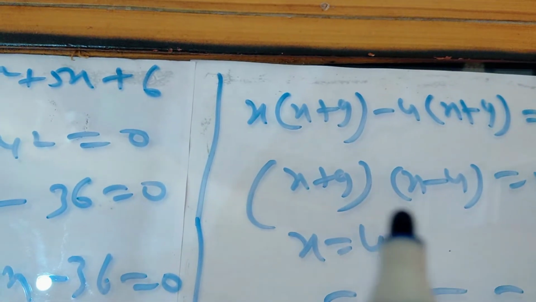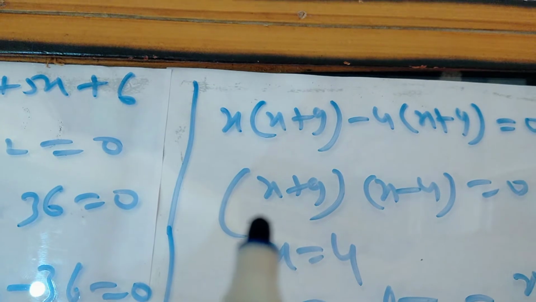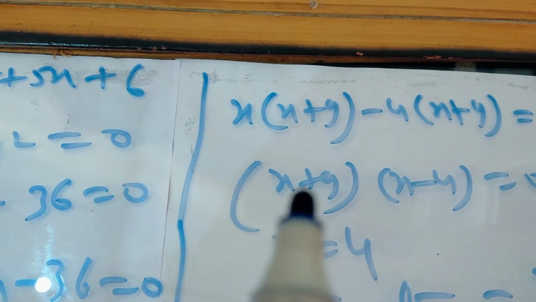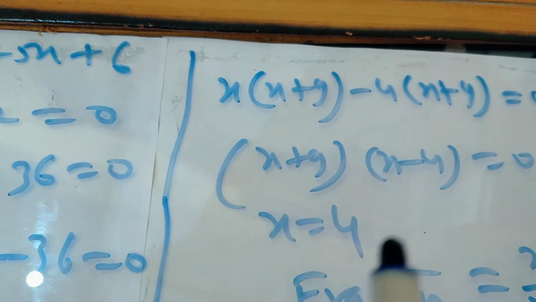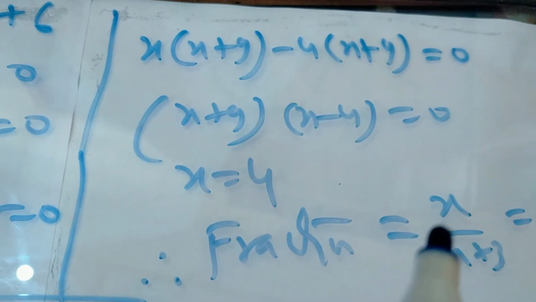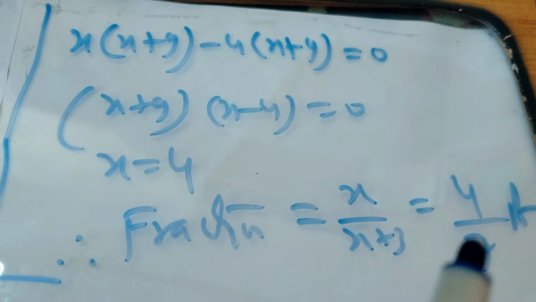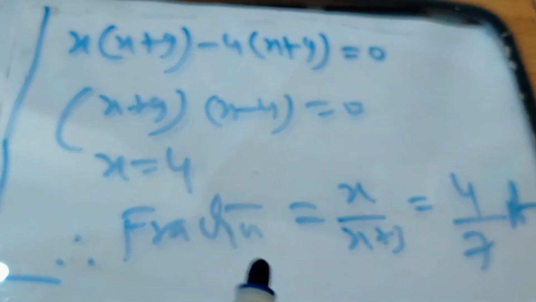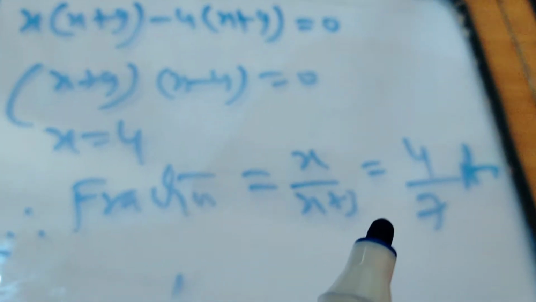X plus 9 will not give a suitable answer because it gives a negative value. So x is 4, which is a valid value. Therefore the original fraction is x upon x plus 3, so your answer is 4 upon 4 plus 3, that is 7. 4 by 7 is the final answer for this particular question.